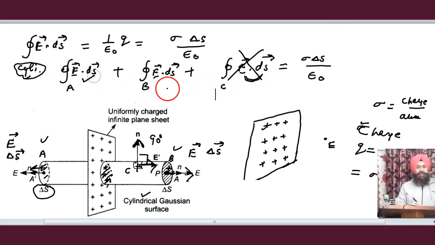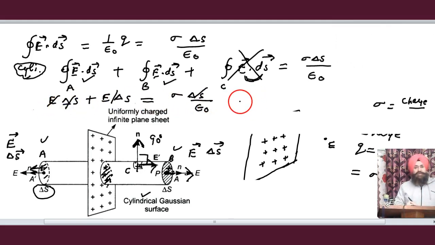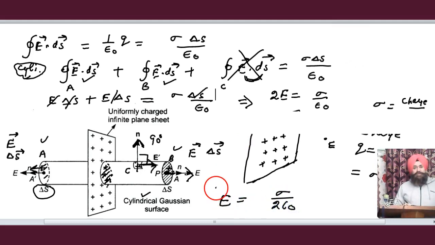Here the angle is 0, here the angle is 0, so it becomes E, and the integral of dS means delta S. E delta S plus E delta S is equal to sigma into delta S upon epsilon naught. Right? Delta S cancels. So it implies 2E is equal to sigma upon epsilon naught, and E becomes sigma upon 2 epsilon naught. So this is very important.